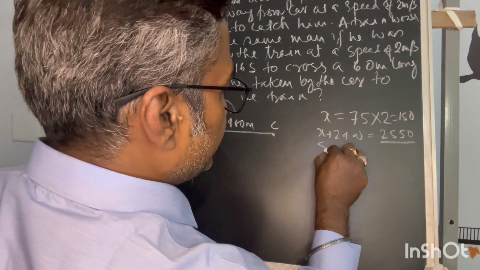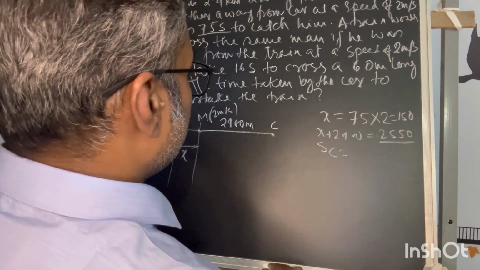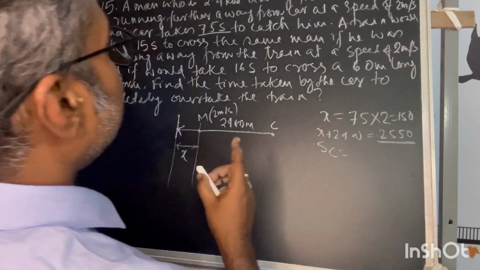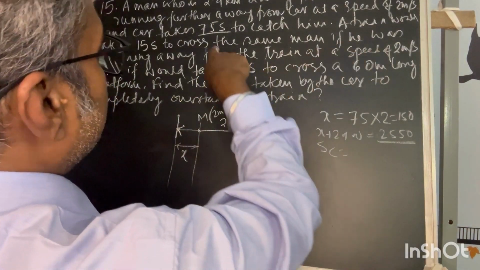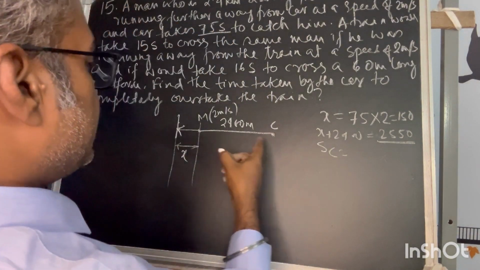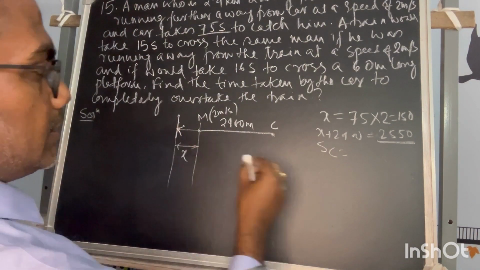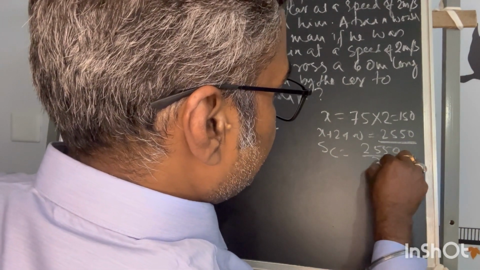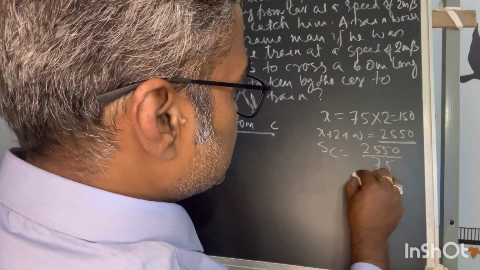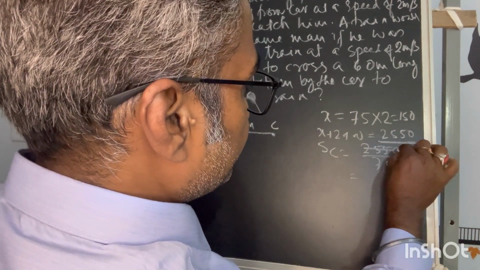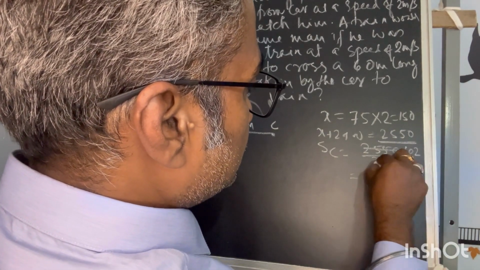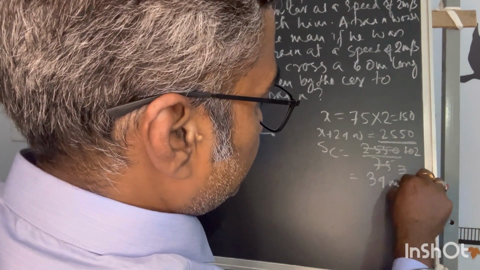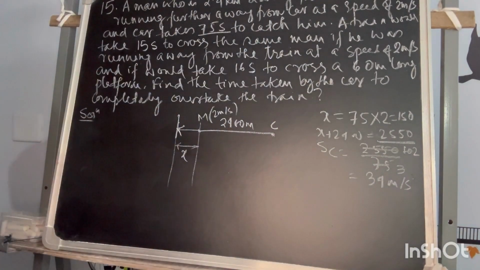From there you can calculate the speed of the car: the distance is this much, and it takes 75 seconds to go from here to here. So the car speed is 2550 divided by 75. It will give the car speed, which is 34 meters per second. So this one part is over.